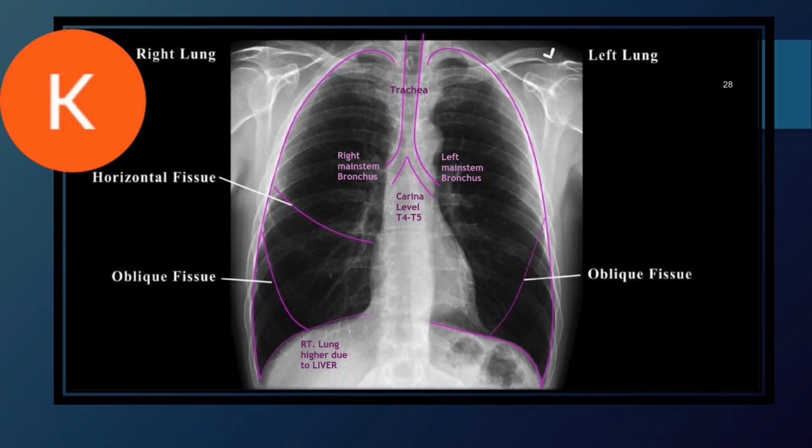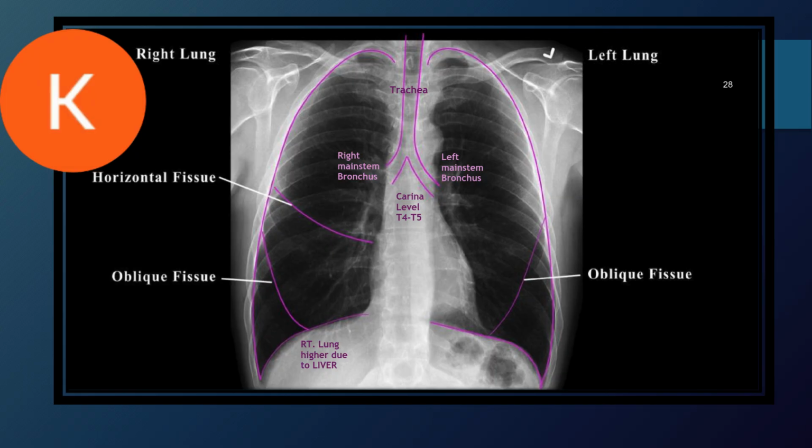So this is an image of a chest x-ray PA. It shows the right and left lung, how the fissures look like in an x-ray. So we see our horizontal fissure on the right lung and the oblique fissure that separates the superior, middle, and inferior lobes. Then on the left side, we see the superior and inferior lobes separated by the oblique fissure.